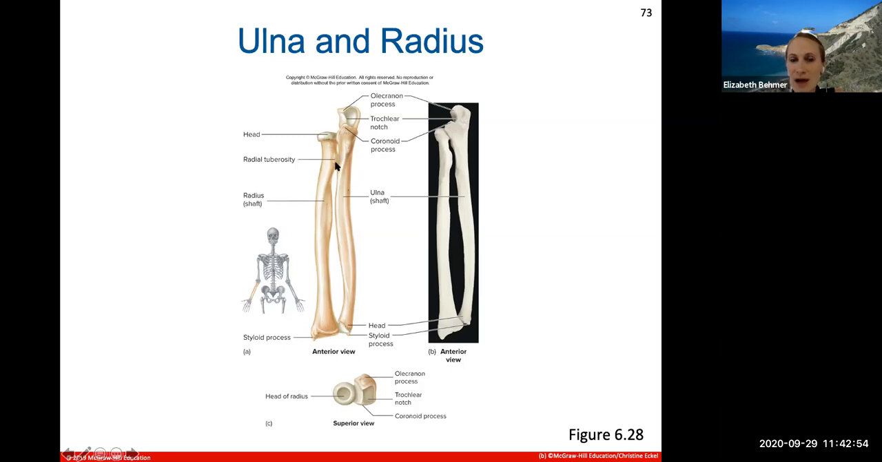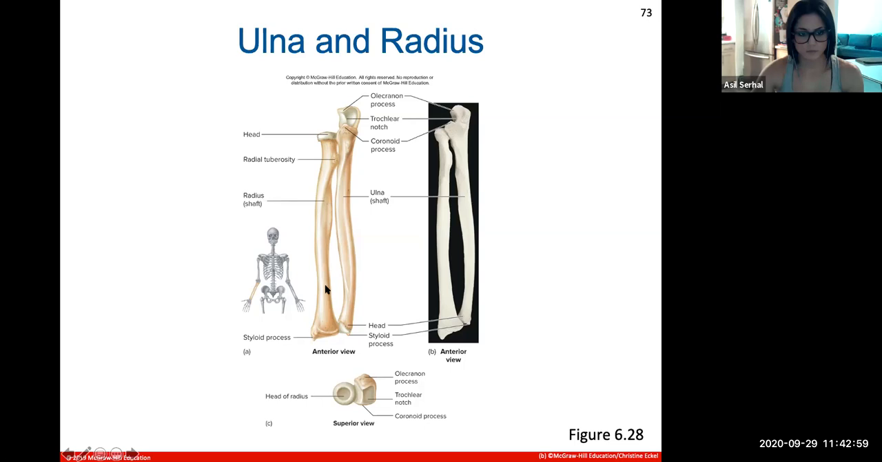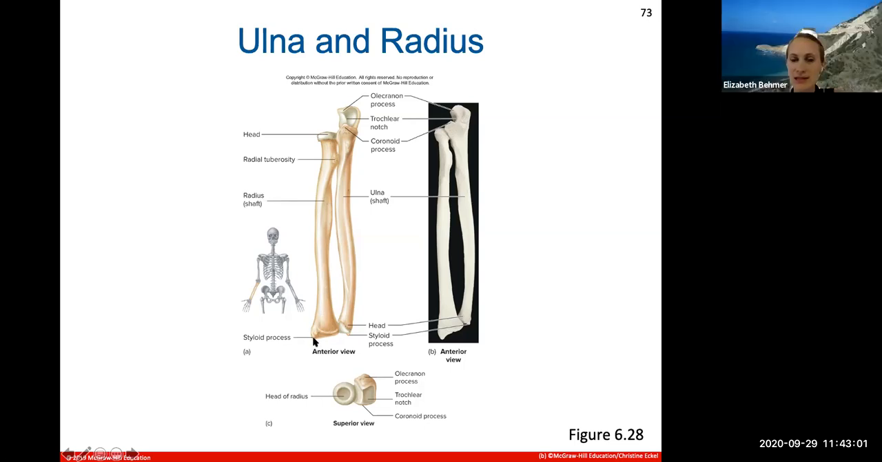The radial tuberosity is a bump that sticks out from the radius. Here's the radius shaft, and then the styloid process is a little tiny bump that juts out at the bottom of the radius. The ulna then will have an olecranon process. That's the piece that sticks up with the trochlear notch, which will match into that trochlea part of the humerus. And then here's the ulna, and the styloid process is down there. So that's the ulna and the radius.